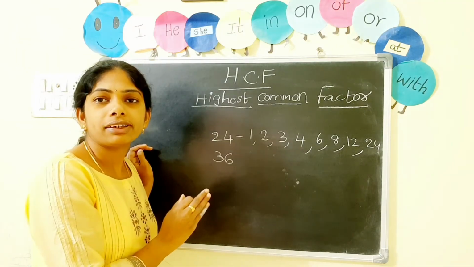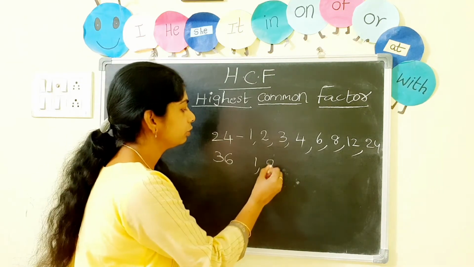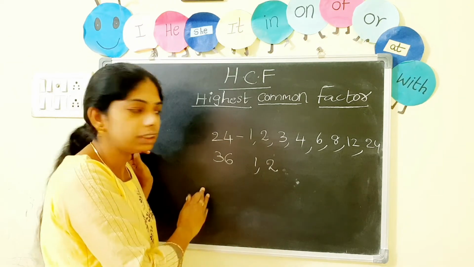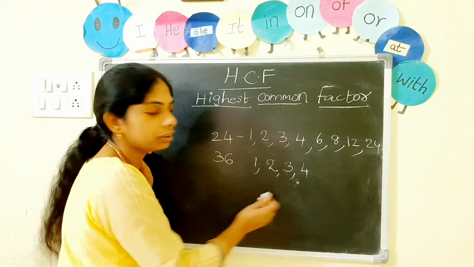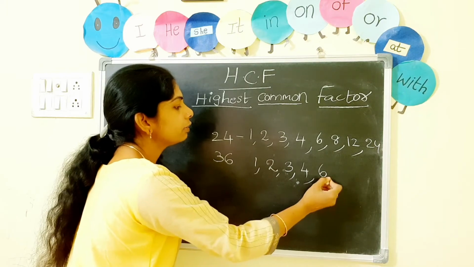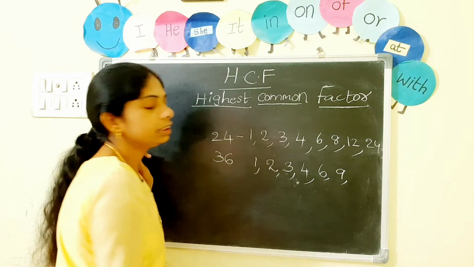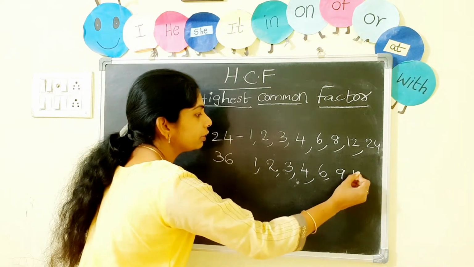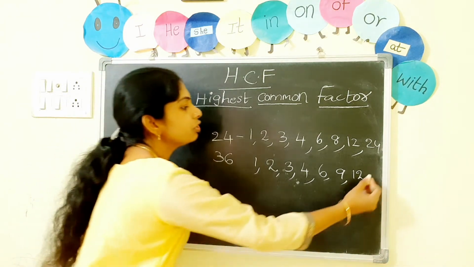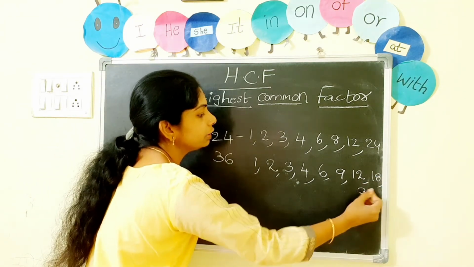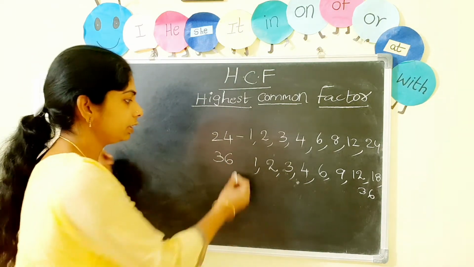Let's take the factors of 36. 1, 2 18s are 36, 3 12s are 36, 4 9s are 36, 6 6s are 36, 9 4s are 36, 12 3s are 36, 18 2s are 36, 36 1s are 36. These are the factors of 36.